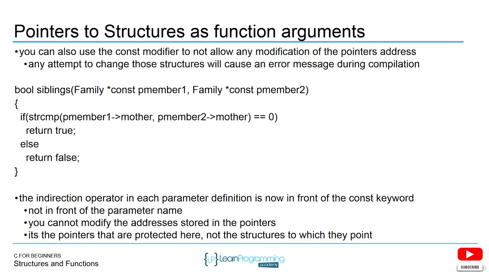You cannot modify the address stored in the pointers because the const is after the asterisk. If it was in front of the parameter name type, then you wouldn't be able to modify what it's pointing to. If we had that indirection operator in front of the parameter name, with the constant before it, that would mean you wouldn't be able to modify what it's pointing to. This is just saying the address. So you cannot modify the address stored in the pointers.